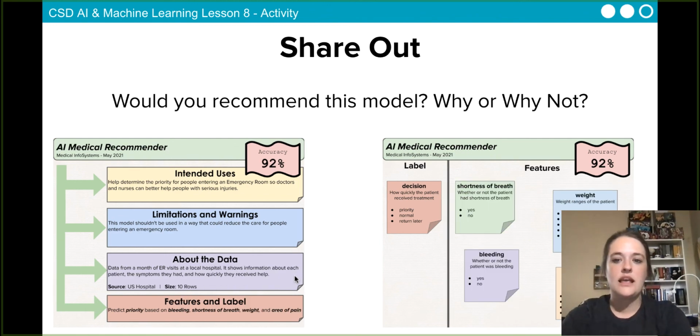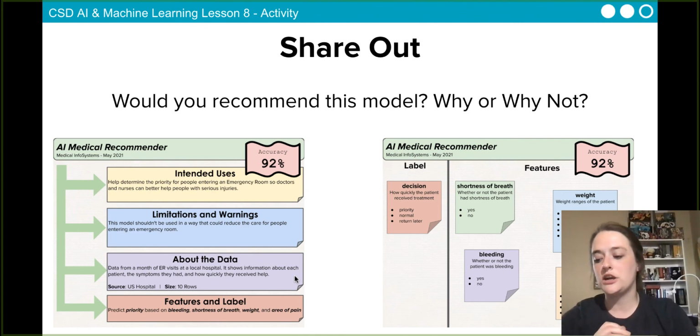Okay. And then this model only trained 10 rows of data, or essentially only looked at 10 people that went to the hospital. So even though it has a high accuracy, it probably doesn't have enough data to be able to handle a real world scenario. So it's just not realistic.